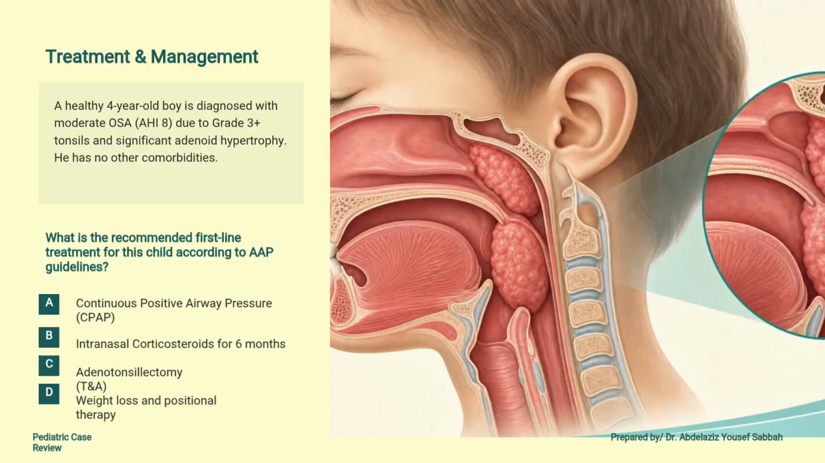Case 6. A healthy 4-year-old boy is diagnosed with moderate obstructive sleep apnea with an apnea-hypopnea index of 8 due to grade 3 plus tonsils and significant adenoid hypertrophy. He has no other comorbidities. What is the recommended first-line treatment for this child according to American Academy of Pediatrics guidelines? Option A, continuous positive airway pressure. Option B, intranasal corticosteroids for 6 months. Option C, adenotonsillectomy. Option D, weight loss and positional therapy.